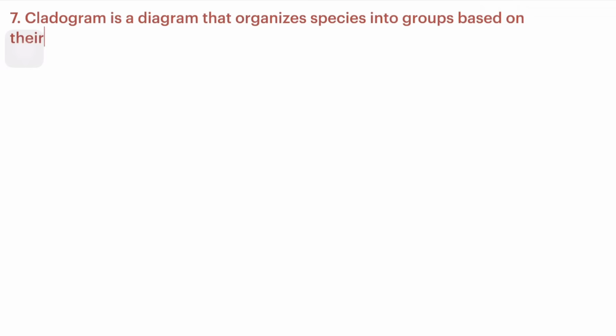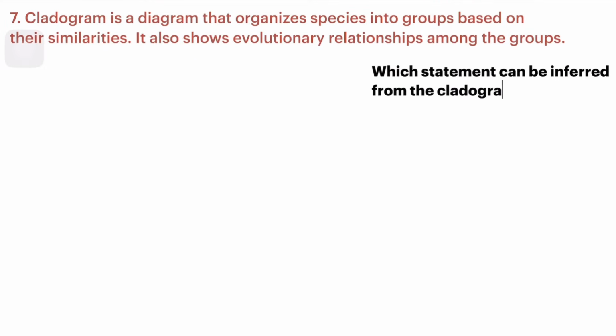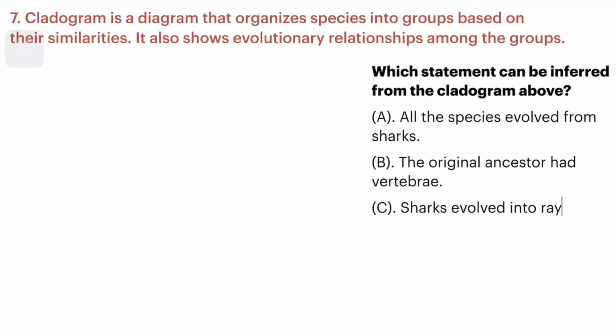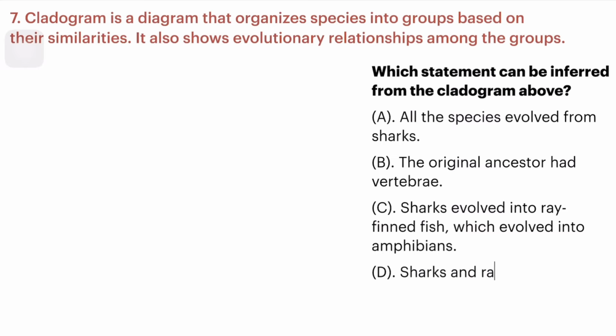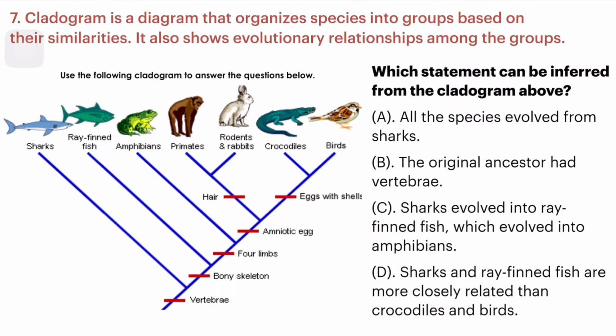Question 7. A cladogram is a diagram that organizes species into groups based on their similarities. It also shows evolutionary relationships among the groups. Which statement can be inferred from the cladogram above? A. All the species evolved from sharks. B. The original ancestor had vertebrae. C. Sharks evolved into ray-finned fish, which evolved into amphibians. D. Sharks and ray-finned fish are more closely related than crocodiles and birds.